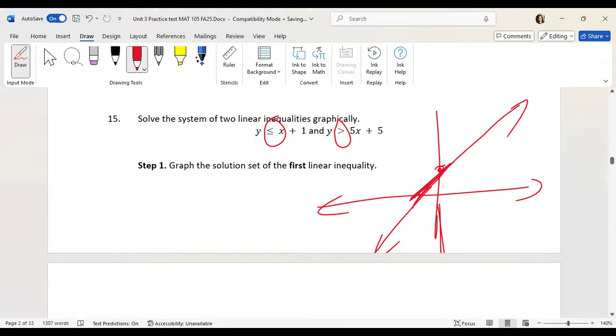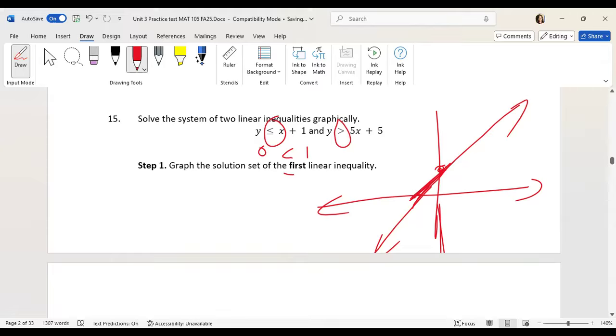Then I will check the solution region for this line. Let me pick a point, 0, 0. If I plug in 0, 0 here, is 0 less than or equal to 1? Does that make sense? I hope everybody is looking.